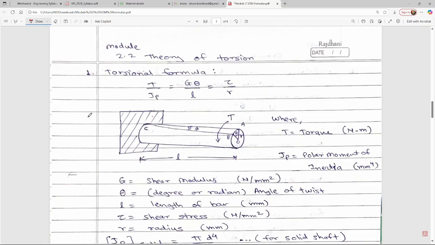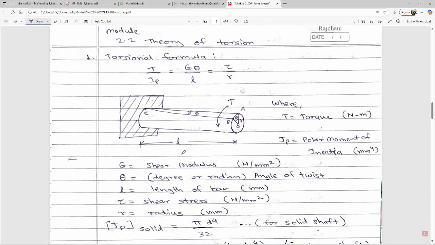Okay, so module 2 has a second part which is theory of torsion. Torsion is related to torque. Torque is basically the ability to turn or rotate something, rotate an object within an equilibrium or within an elastic limit.